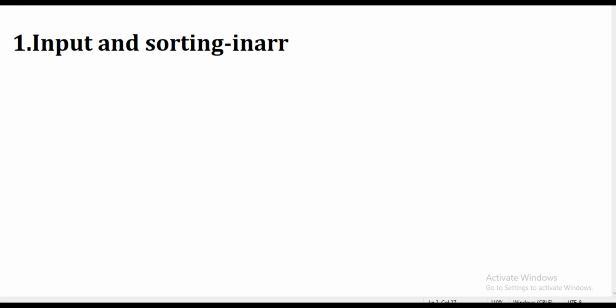Let us solve the problem by the following steps. The first step is taking the input and sorting. In the first step, we start by taking two inputs: a list of numbers called inarr, and a target number called innum. Next, we sort the list in ascending order. Sorting ensures that combinations are generated in a proper order and duplicate combinations are avoided. For example, after sorting, the array will become 2, 4, 6, 8.